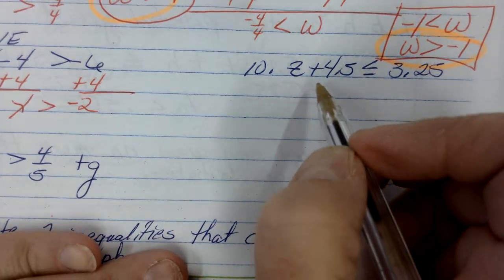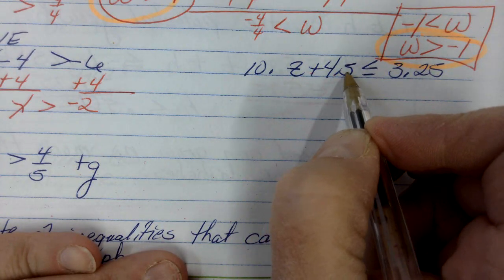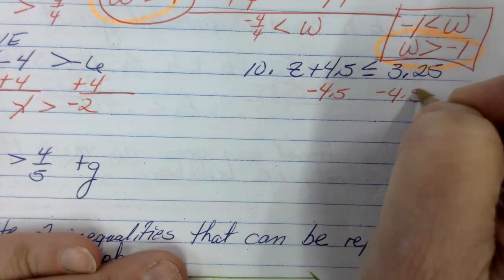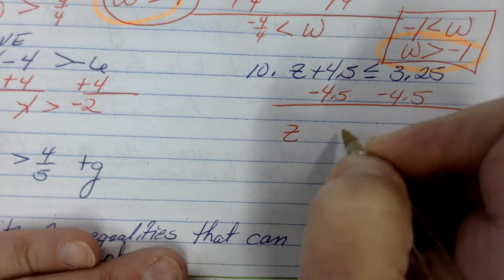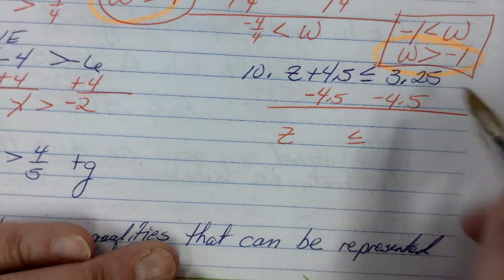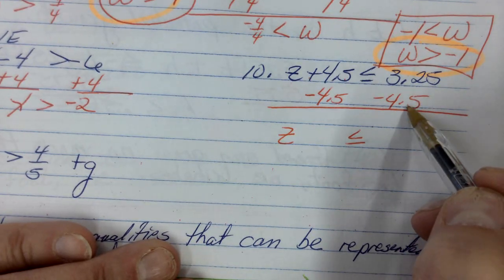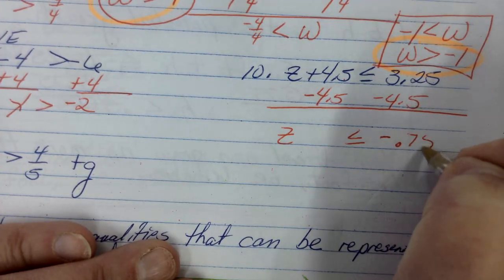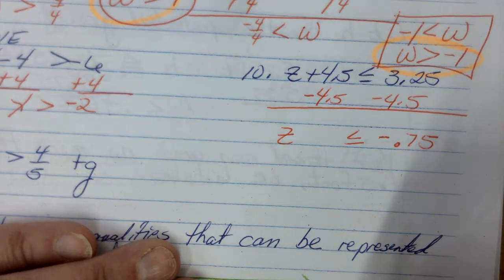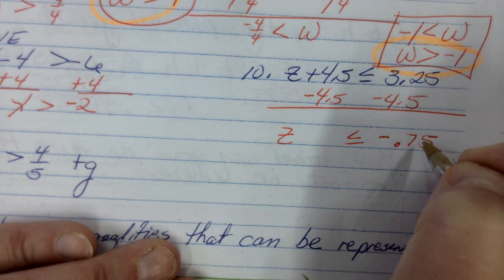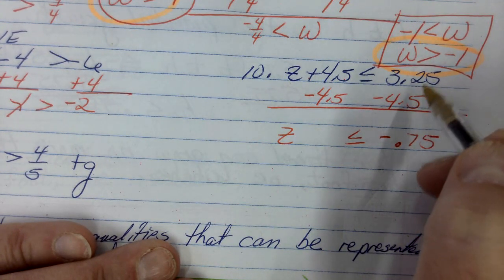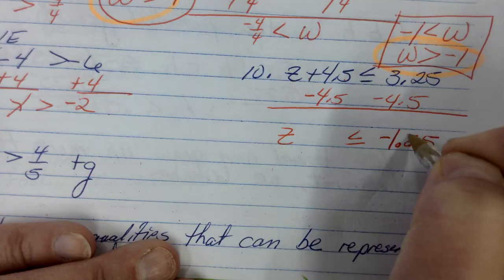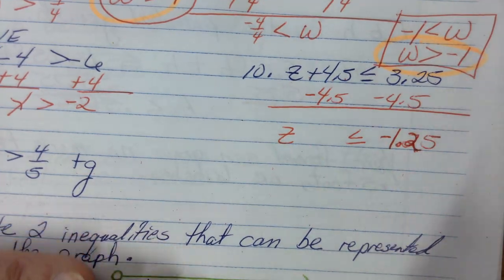For number 10, we have z plus 4.5. We're going to isolate it by subtracting 4.5 from both sides. Z is left on the left side. 3.25 minus 4.5 is going to be negative 0.75. Excuse me, that is incorrect. It is going to be negative 1.25.